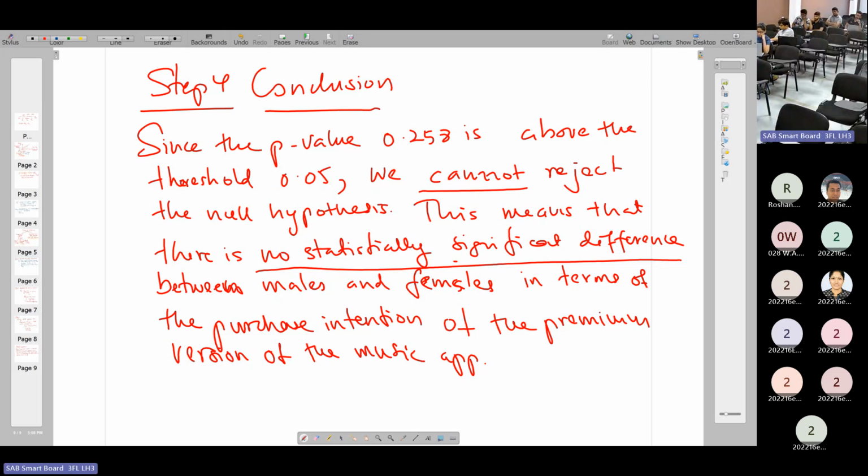Now you might think unmarried people might be more towards listening to music. And they might have more purchase intention to purchase this music app. Because always they are listening, married people are listening what? Music. Oh, this is all the music. No. Good music. Just joking. No music.